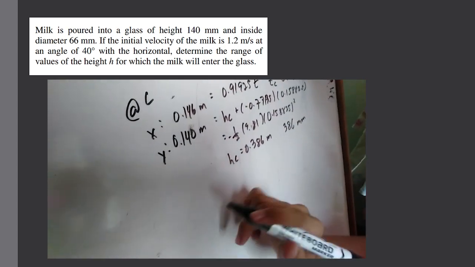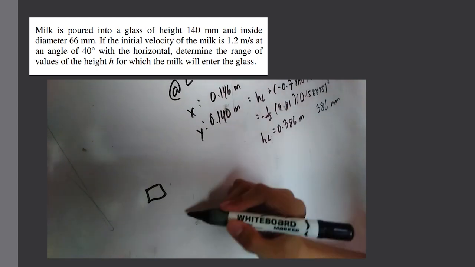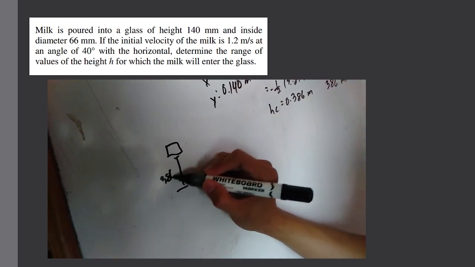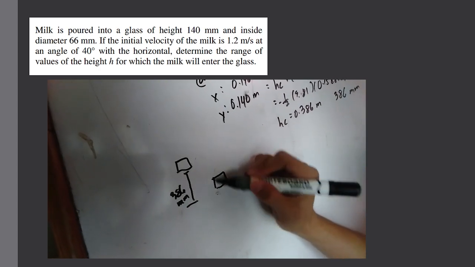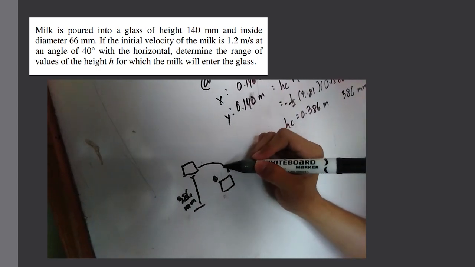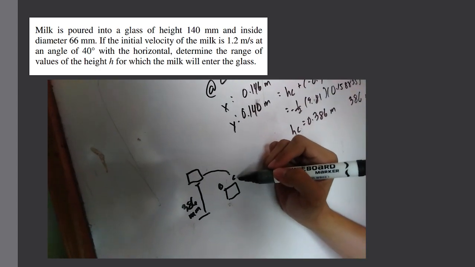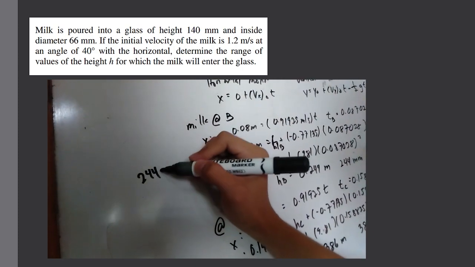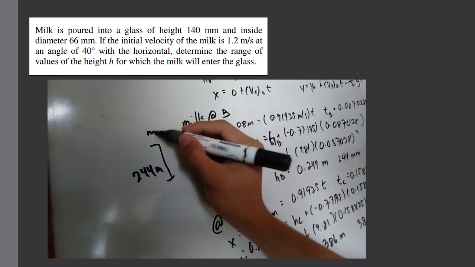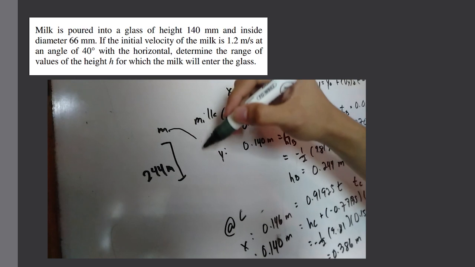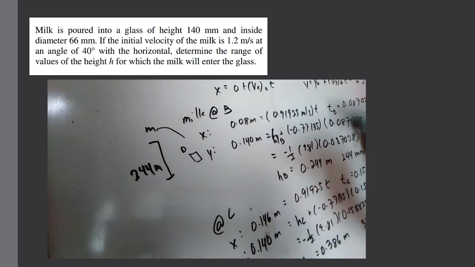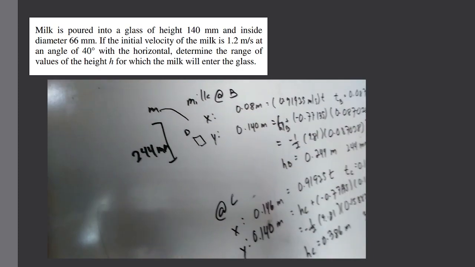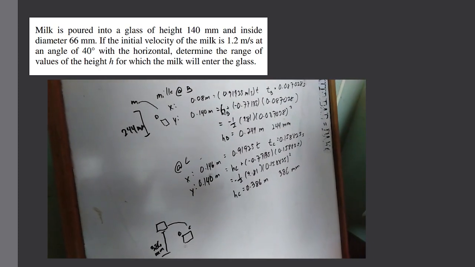So the height of point C, if this is the milk, its height from here to here is 386 mm for the flow of the milk to go to point C. While at point D, the height is 244 millimeters. That is the height of the milk to reach point B. So the question is, what is the range?